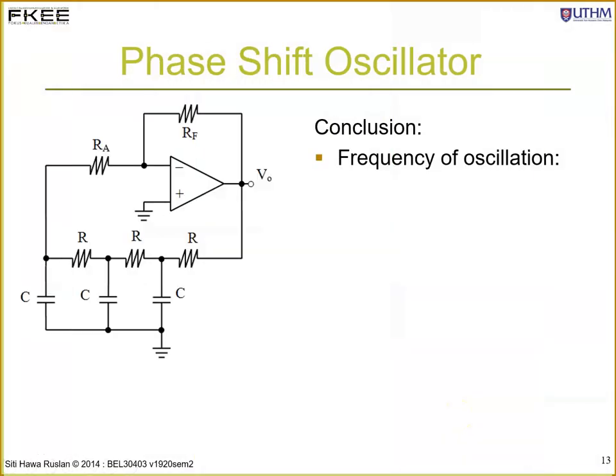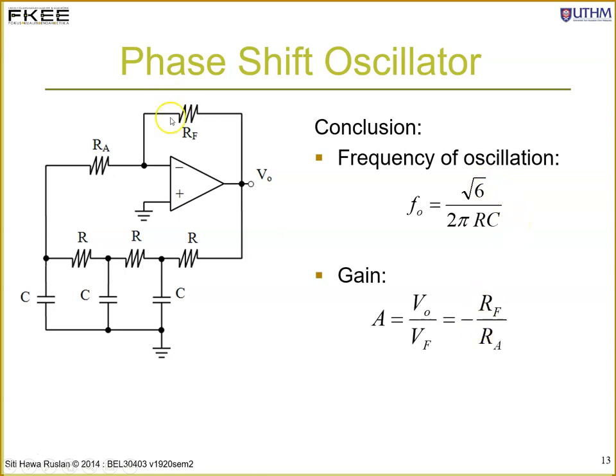And for this type of phase shift oscillator where your R is over here, the C is tied to the ground, the frequency of oscillation is square root of 6 over 2 pi RC. Different from the previous circuit. And the gain is similar, which is minus RF over RA over here. And in order to design this particular circuit, you must make sure, in order to get a sinusoidal waveform, your beta must be minus 1 over 29, where the ratio of RF over RA is 29.